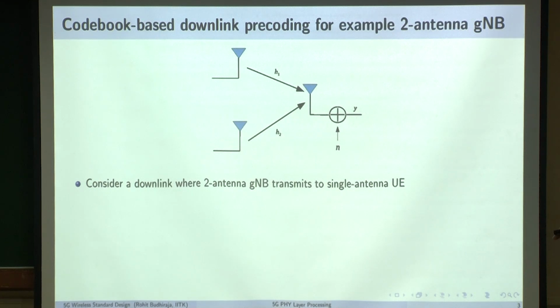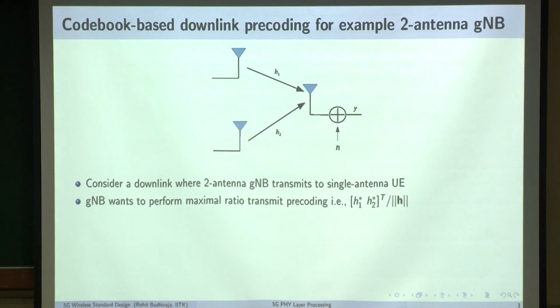So, what are we saying here? We are considering a downlink where a 2 antenna gNodeB transmits to a single antenna user, a simple system to understand this idea of codebook. The gNodeB wants to perform beamforming, and we have understood the best beamforming or precoding the base station can do. We saw that: h1 star, h2 star over the norm of h. This is what we learned in the beginning of MIMO transmission.